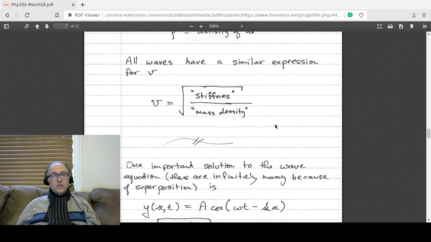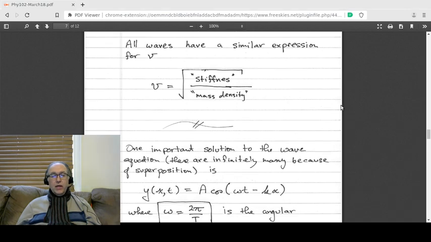And in fact, you can do this for all sorts of waves. You don't have to limit it to just waves on a string or waves in air.